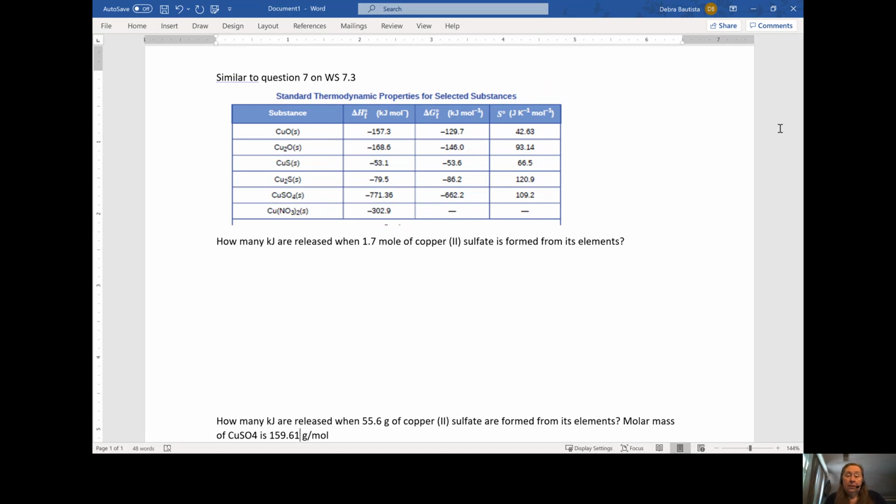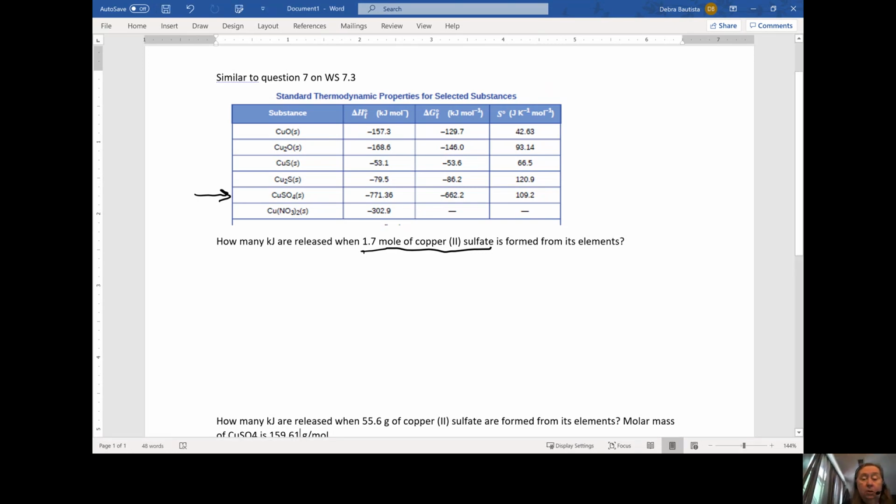The first thing I did is I changed the number of moles and I changed the substance. Then I went into your book to the appendix, I think it's G, so that I could find this value in that table. Now I'm ready to start the problem. I have everything I need.